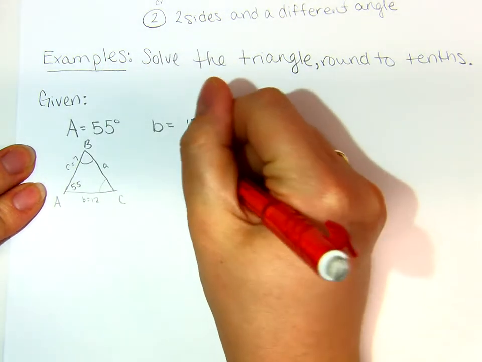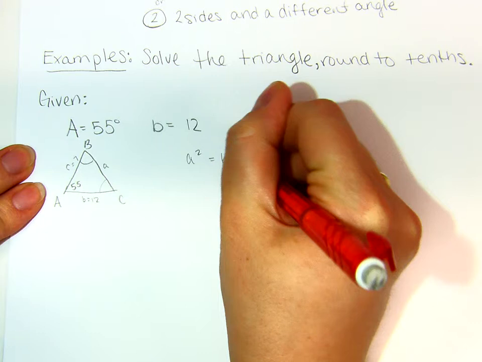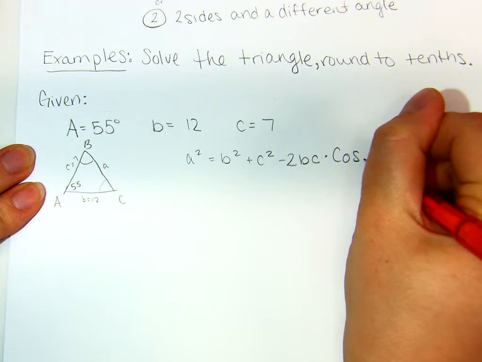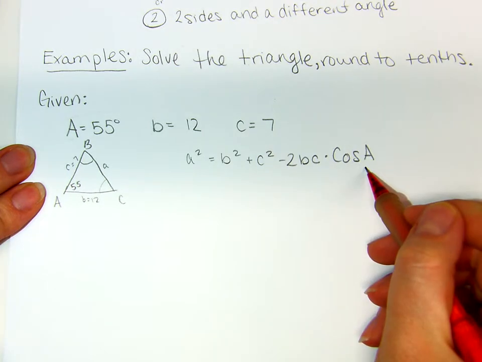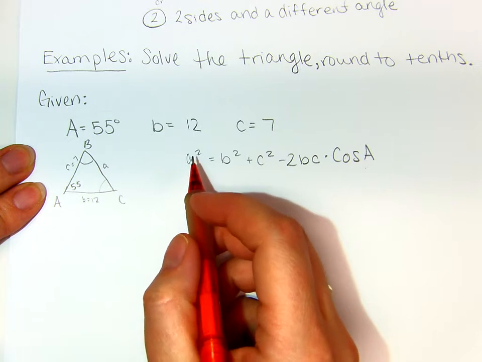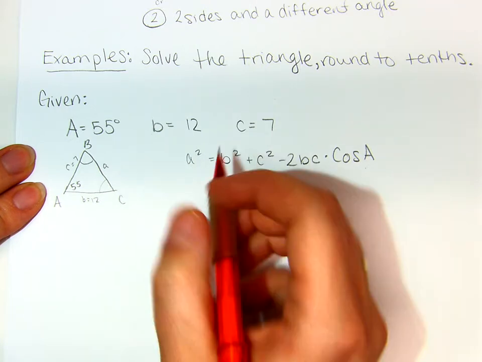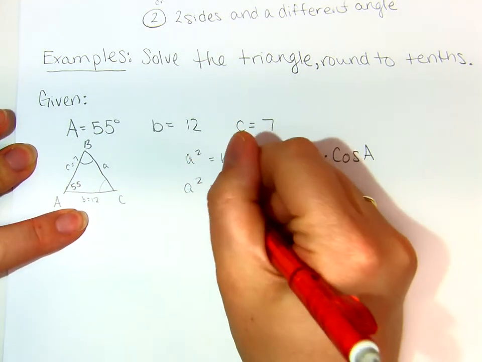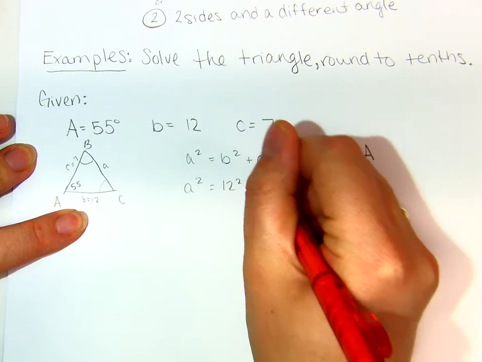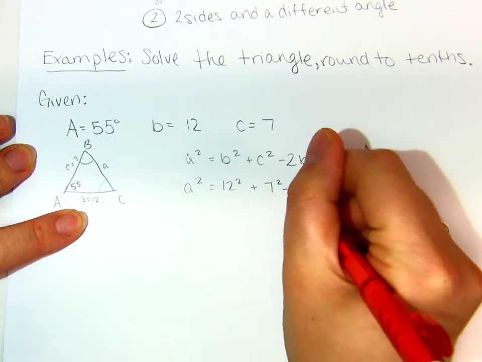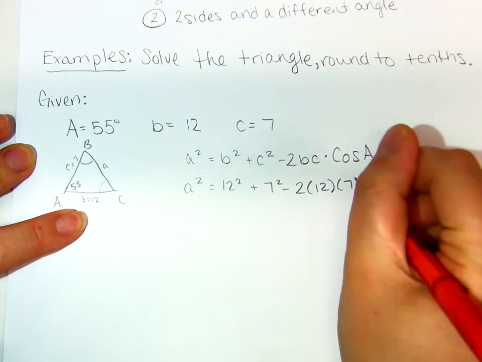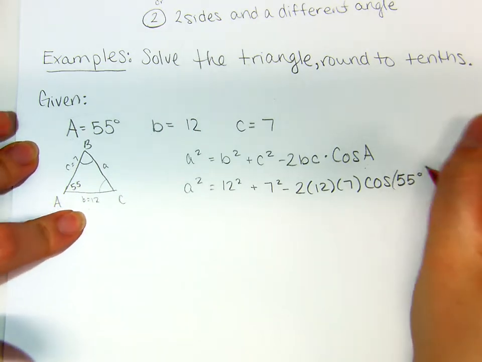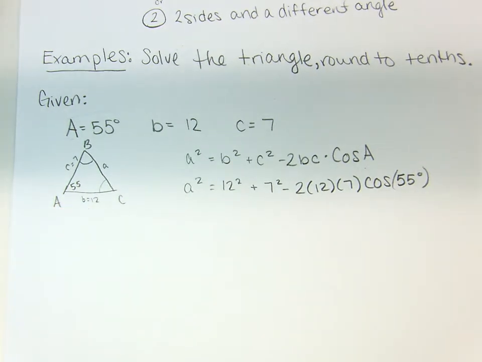So I am going to do a squared equals b squared plus c squared minus 2bc times the cosine of A, because I'm given angle A, so that's what I need to plug in. I don't know my side a, so a squared equals 12 squared plus 7 squared minus 2 times 12 times 7 times the cosine of 55 degrees. And you want to make sure your calculator is in degrees.